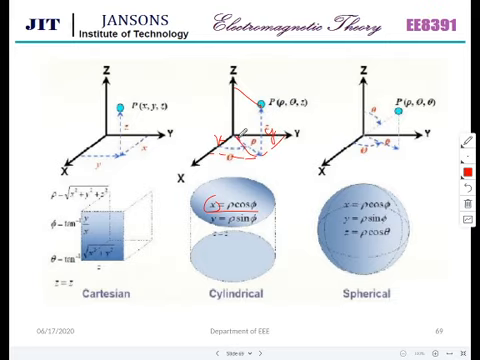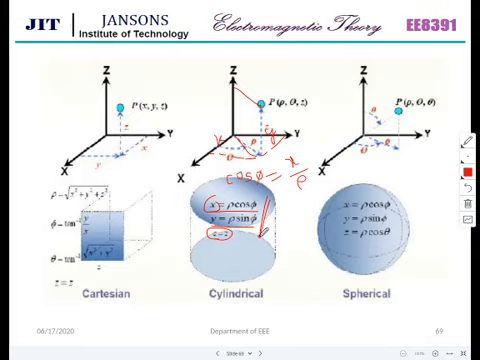So x is equal to rho cos phi. Since this is the adjacent side, it will be rho into cos phi. Or, simpler, cos phi equals adjacent by hypotenuse, that is x by rho. So x is equal to rho cos phi, y is equal to rho sin phi, and this z and that z are one and the same. So x is equal to rho cos phi, y is equal to rho sin phi, and z is equal to z.